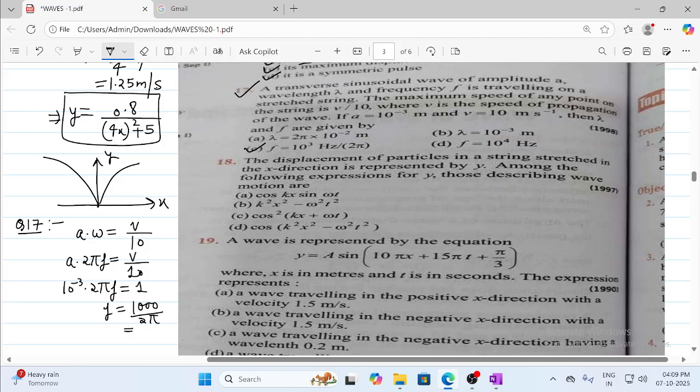Simple question. Now lambda will be how much? v equals lambda into frequency, so lambda will be v by frequency, right? Velocity is 10, frequency is 1000 upon 2 pi, so lambda is 10 divided by 1000 upon 2 pi. Okay, option A. Any other option you are getting? No. Lambda and f are asked in B and D. This is clear. Question number 18.